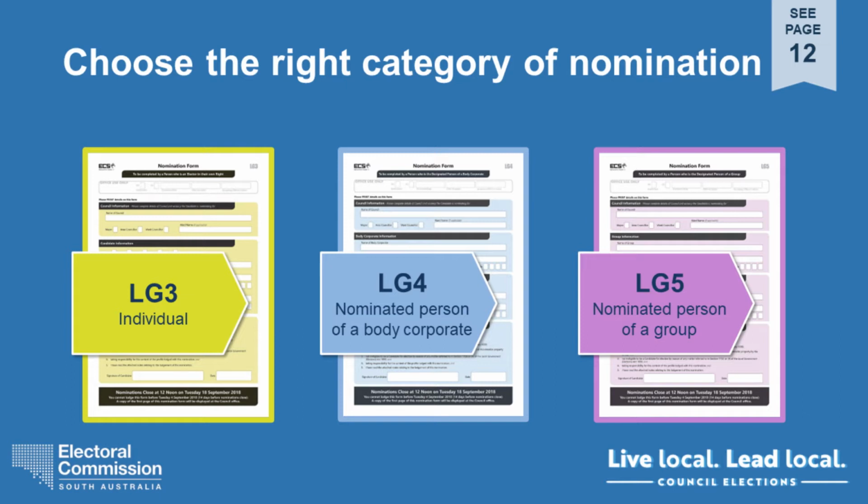The categories are: a person who is nominating as an individual selects the Individual button. A person who is the nominated person on behalf of a body corporate selects the Nominated Person of a Body Corporate button. A person who is the nominated person of a group selects the Nominated Person of a Group button. It is critical that you choose the correct category. If you are not sure which entitlement you are nominating for, or if you need any help, please contact us for assistance.